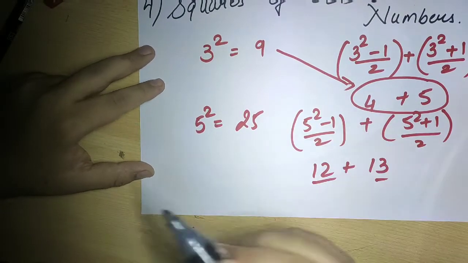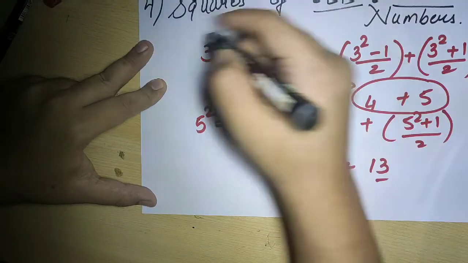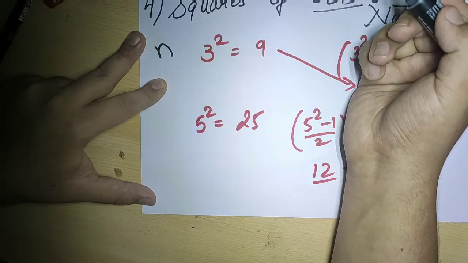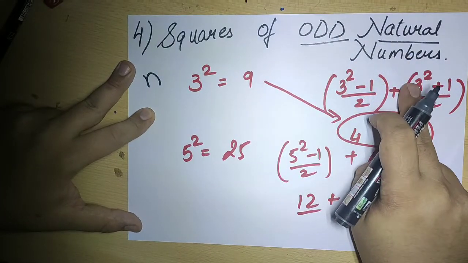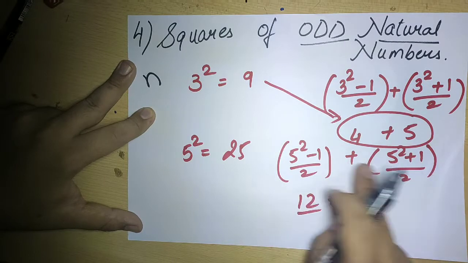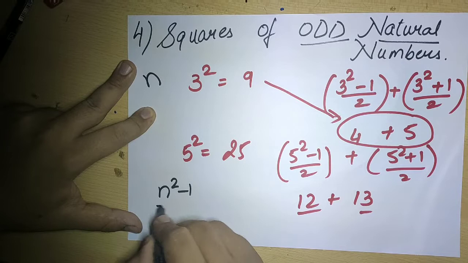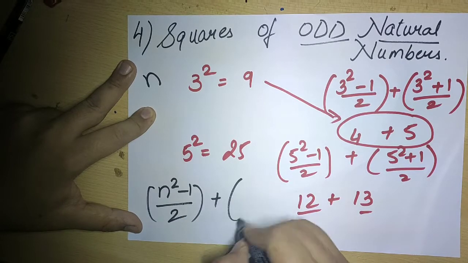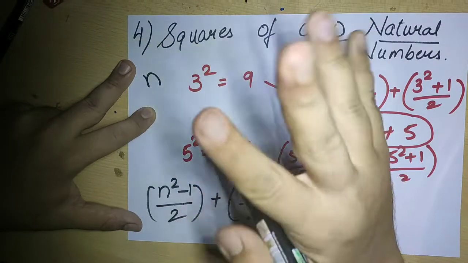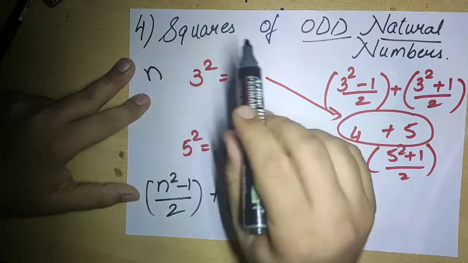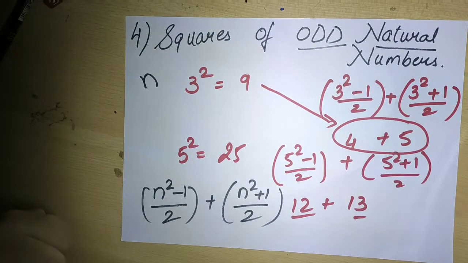In short, we can write like this also. Just pay attention. This is the general formula. If the odd natural number is represented by n, then we can get the expression of consecutive numbers: n square minus 1 upon 2 plus n square plus 1 upon 2. This is the fourth pattern for the squares of odd natural numbers.